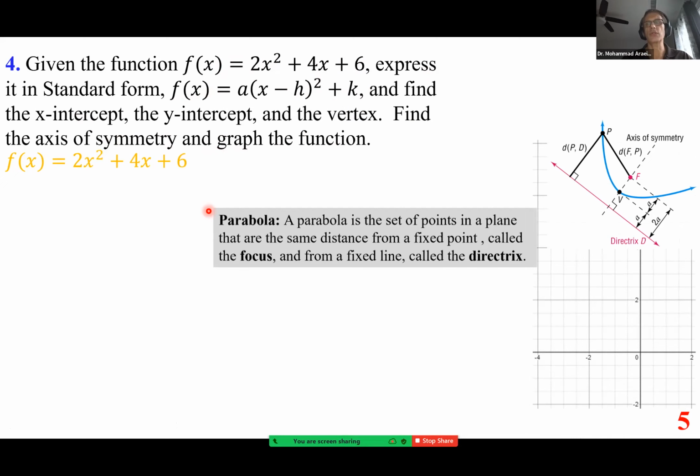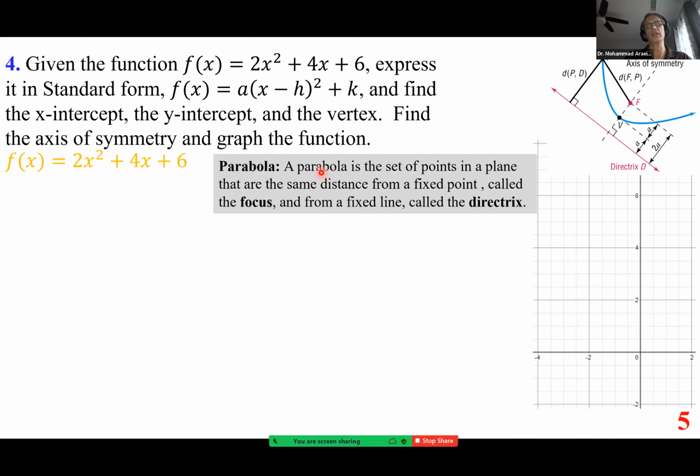All right, so first and foremost, what is a parabola? A parabola is defined as the set of points in a plane that are the same distance from a fixed point called the focus, and from a fixed line called the directrix. So if you look at this, any point that you pick, the distance from here to the focus, focal point, and the distance from the directrix, these two must be identical. This distance obviously is the same as this one by this definition. I hope you realize that.